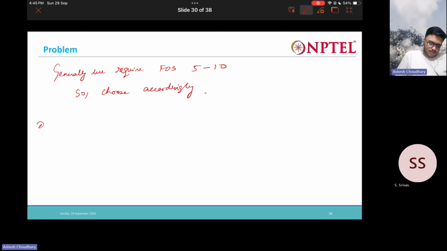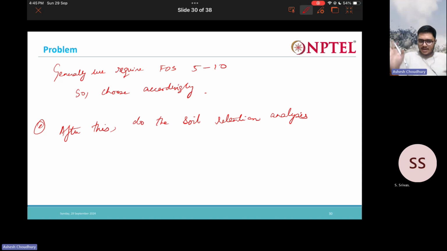After this, do the soil retention analysis using the various criteria that we already discussed, as shown previously.